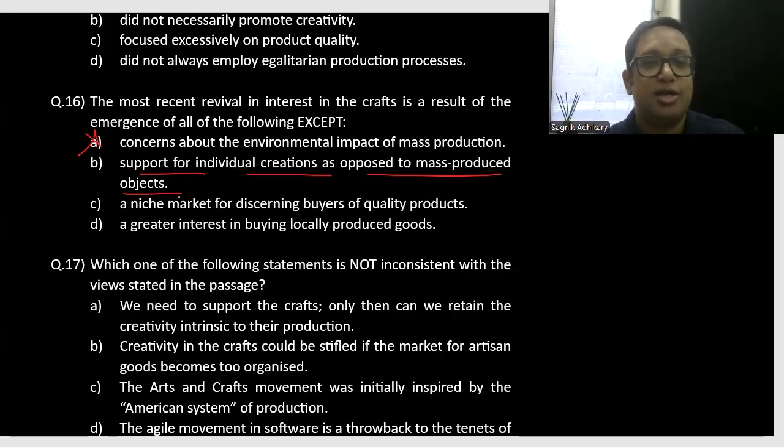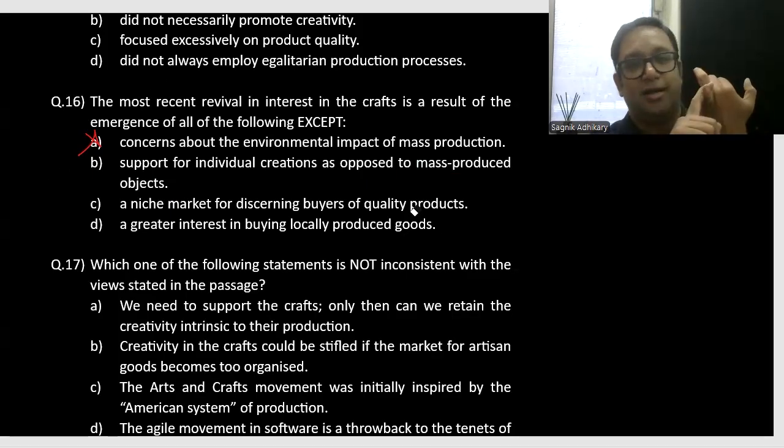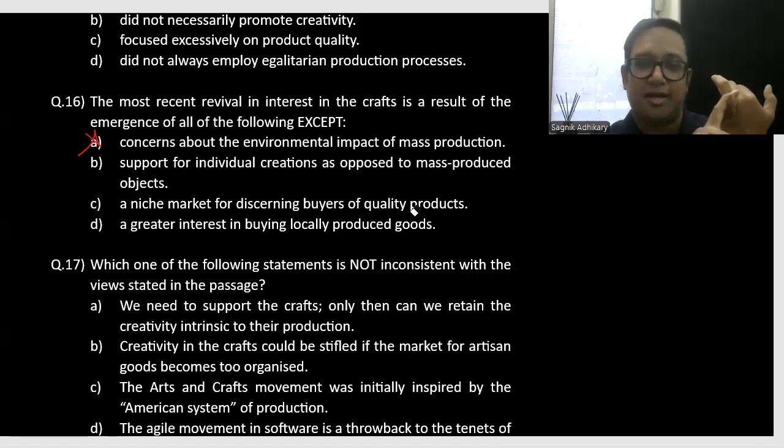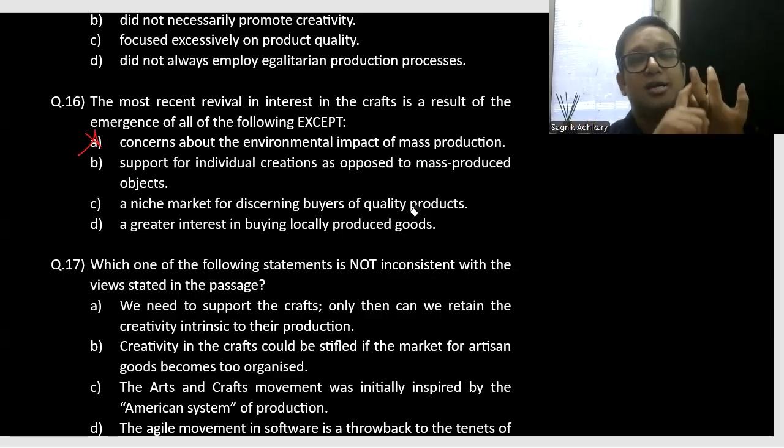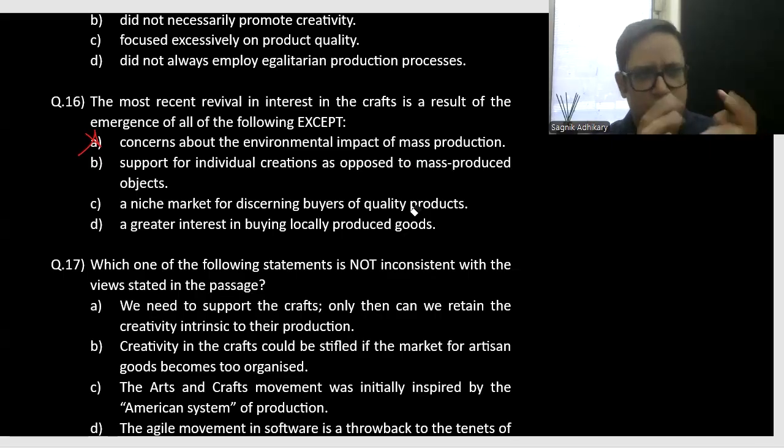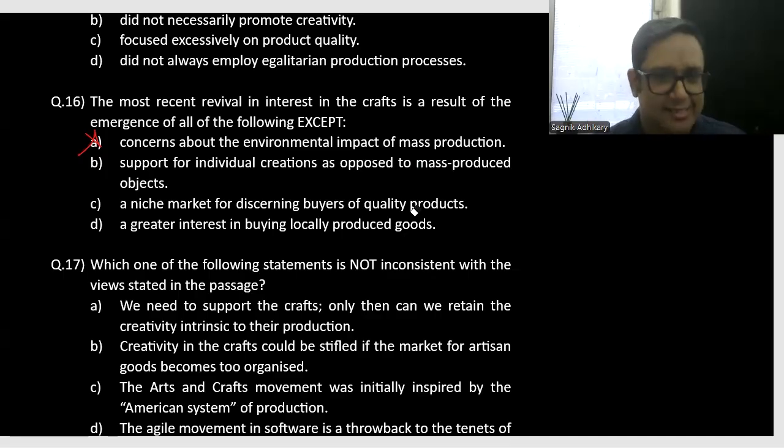The third movement talked about, one, products which were handmade crafts, deemed to be of higher quality. Second was reducing the environmental impact. Third was supporting local producers or small manufacturers, etc. This does not fall into that category, which means B is a valid choice.